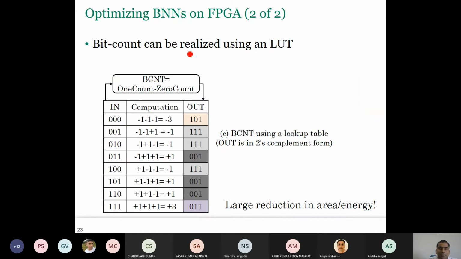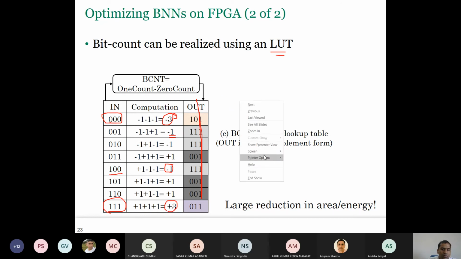And then further, a bit count can be realized using LUT. FPGAs have a lot of lookup tables. So whenever you have this input pattern as 0, 0, 0, where 0 means minus 1, this will become minus 3. Similarly, please ignore this part for now. Just see 0, 0, 1 is minus 1, minus 1, 1. That is minus 1. For example, here it is plus 1, minus 1, minus 1. This becomes minus 1. Here it is plus 1, plus 1, plus 1. It's going to plus 3.